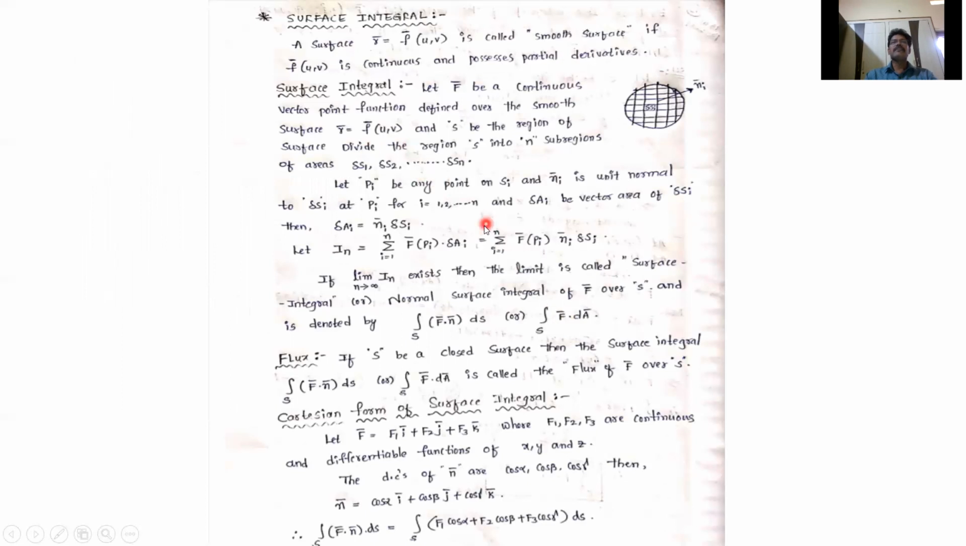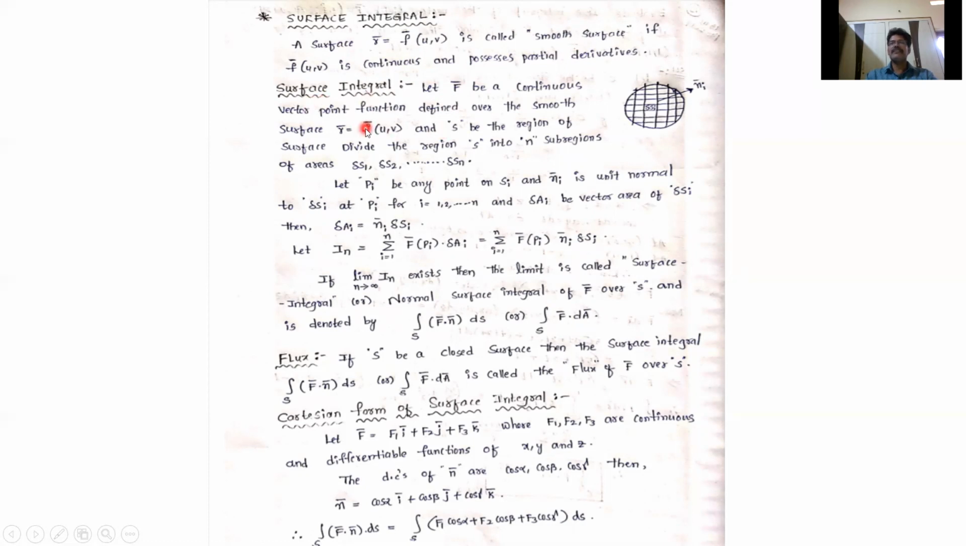Before defining a surface integral, what is the meaning of a smooth surface? A surface r bar equal to f bar (u, v) is called a smooth surface if f bar (u, v) is continuous and possesses partial derivatives. That means it has partial derivatives with respect to u and v.